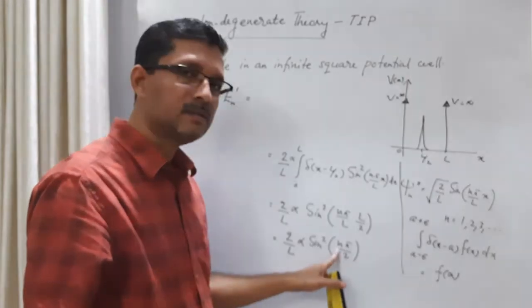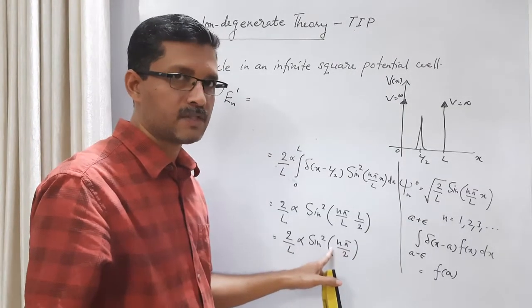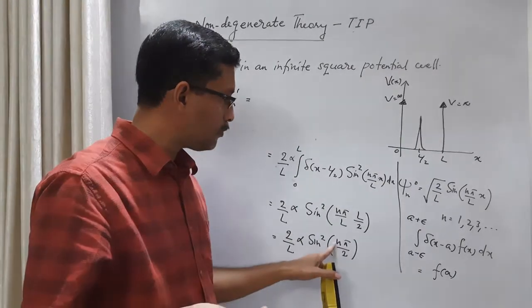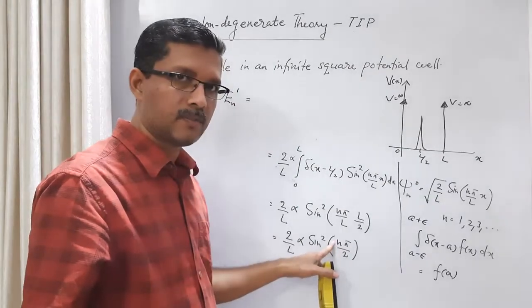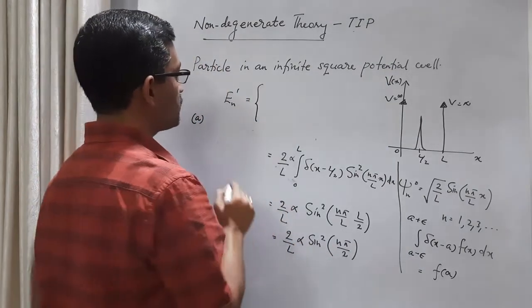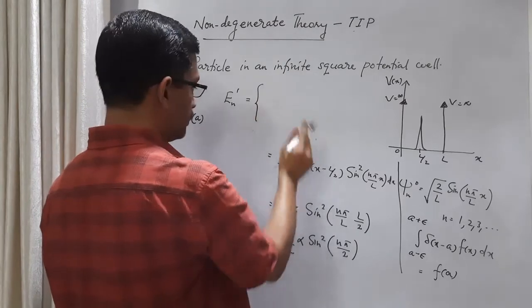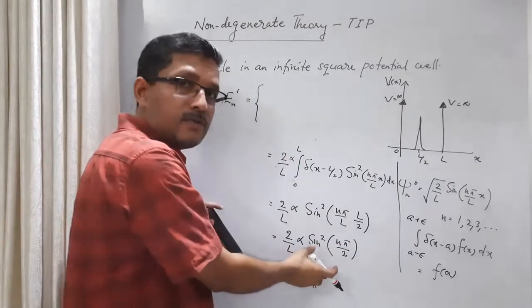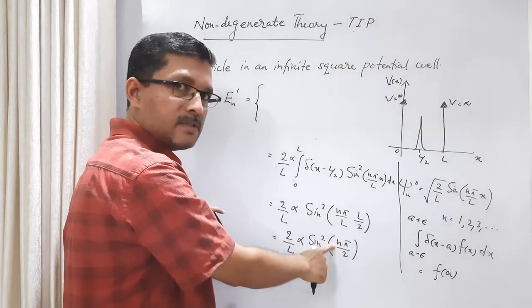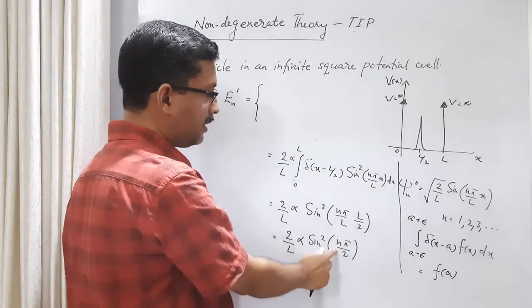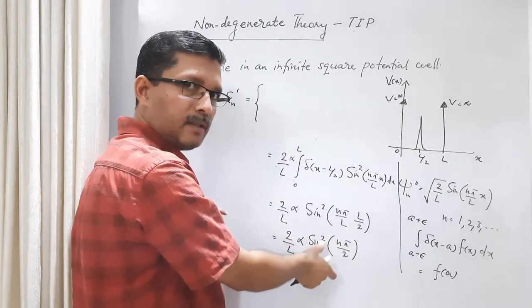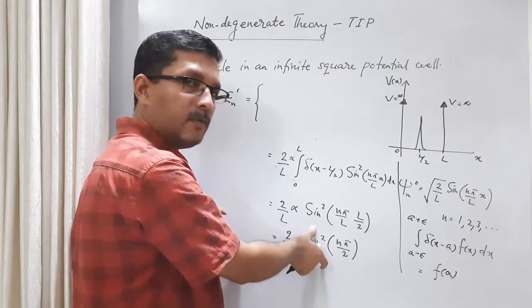N equal to 3, 3 pi by 2. Sine 3 pi by 2 is minus 1. But when you square it, you will again get plus 1. N equal to 4, 4 pi by 2 is 2 pi, sin 2 pi is 0. So what you get is, there are two sets of result. This is equal to, for odd values of n, n equal to 1, 3, 5, 7, etc., sin n pi by 2 will be either plus 1 or minus 1, but when you square it, it will be plus 1.